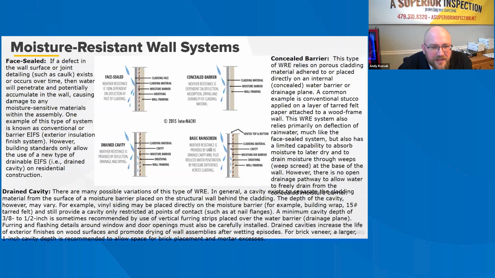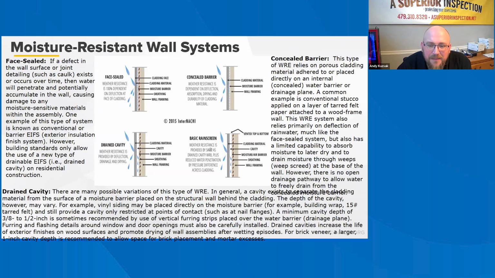And then drained cavity. There are many possible variations of this type of WRE. In general, a cavity exists to separate the cladding material from the surface of the moisture barrier placed on the structural wall behind the cladding. The depth of the cavity, however, may vary. For example, vinyl siding may be placed directly on the moisture barrier.